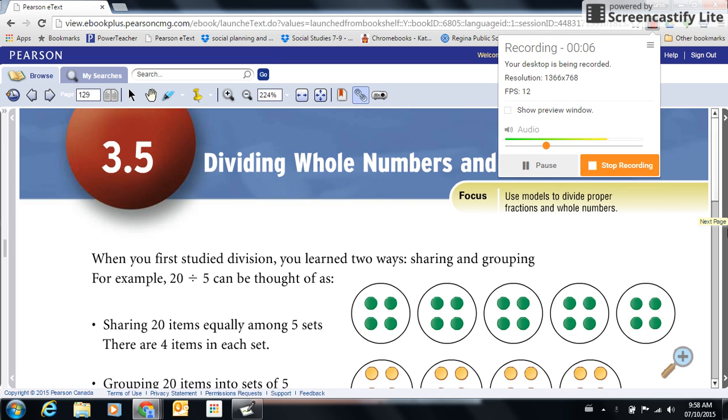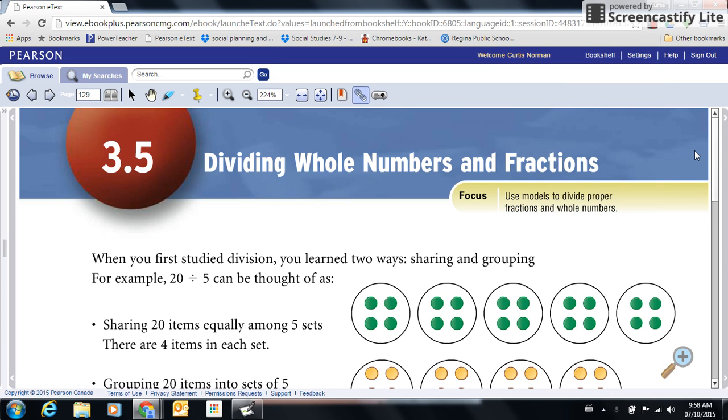Dividing whole numbers and fractions is today's lesson.